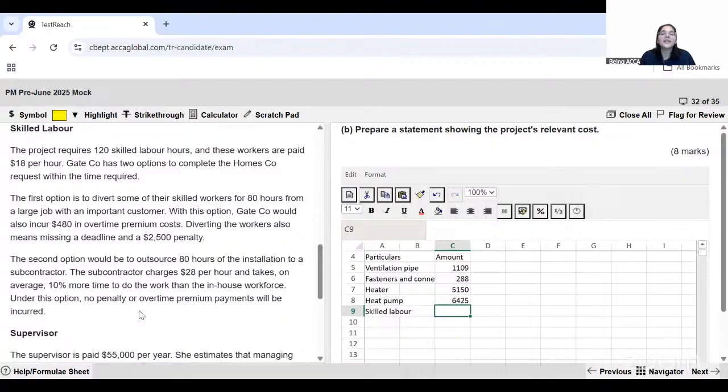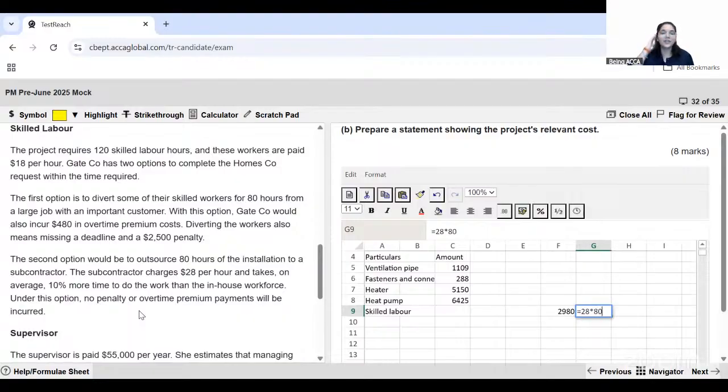Plus, you're diverting the workers. That means they will miss out on a deadline and it will cause you $2,500 worth of penalty. So the option that you have to meet these 80 hours, first option will cost you this much. Second option that you have is to outsource 80 hours of the installation to a subcontractor. The subcontractor charges $28 per hour. $28 multiplied by 80 hours.